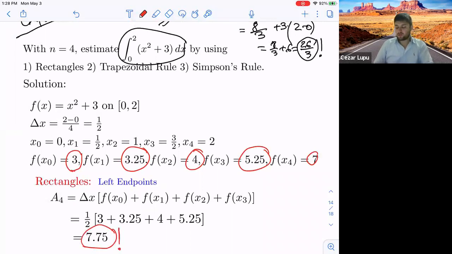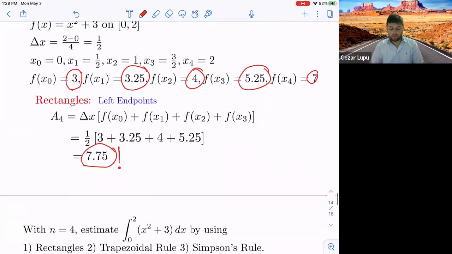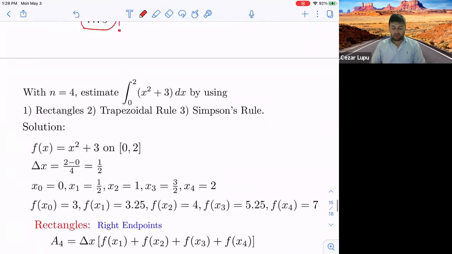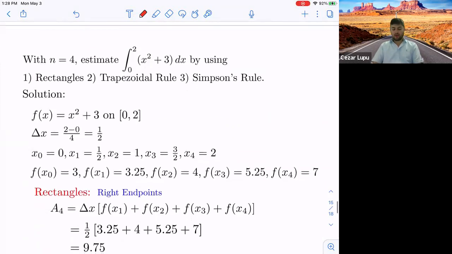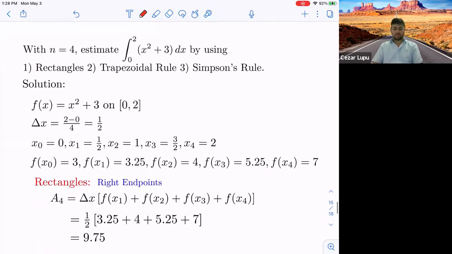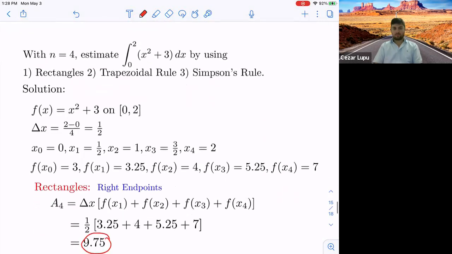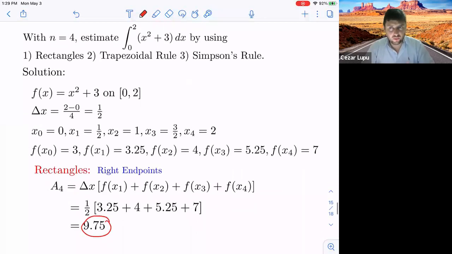Maybe it will be close to this one here. Who knows? All right. Now let's see with the right endpoint. So instead of the left endpoints, I'll use the right endpoints. And then it will give me, again, 9.75. Wow, what a difference. There's a difference between them. But we don't know which one.